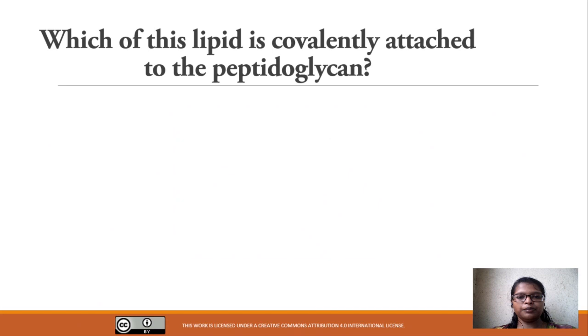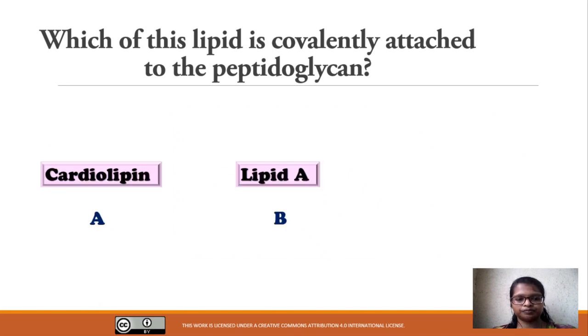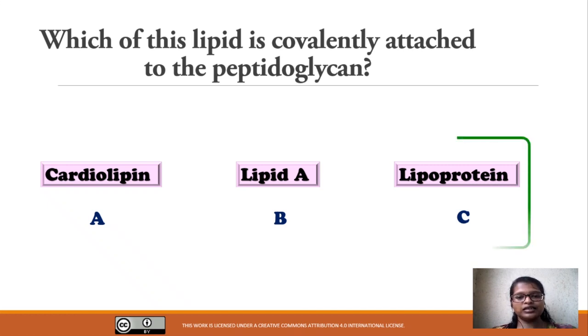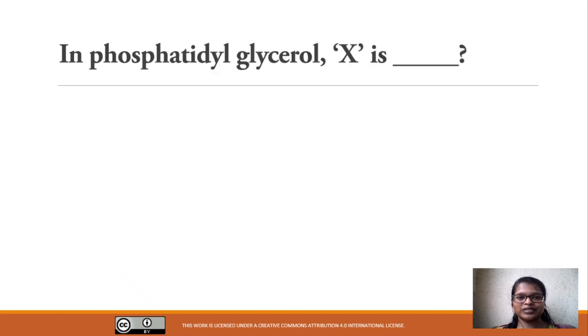Moving on to the next question. Which of these lipids is covalently attached to the peptidoglycan? These were the options we discussed last time. There are certain lipids which are esterified to protein molecules or carbohydrate molecules, and out of that there was one lipid which was attached to the peptidoglycan, which binds to the outer membrane and stabilizes it. Correct? Yes, you guessed it right. It is lipoprotein.